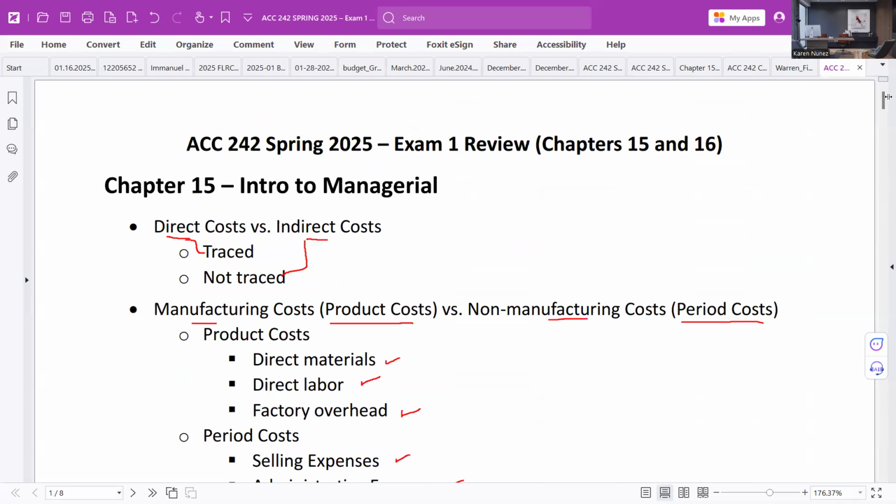Make sure you bring a calculator. You can't use your telephone. The calculator app on your phone you will not have access to. You need to have a calculator to use during the exam.